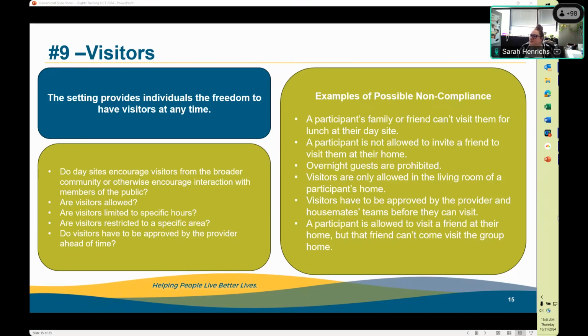Somebody asked about participants who use social media dating sites and invite strangers to their homes, presenting a safety risk. If limitations are going to be placed on a person's ability to have visitors, it would certainly be a rights restriction and a modification of the final settings rule, which, like I said, we'll get into in a minute.